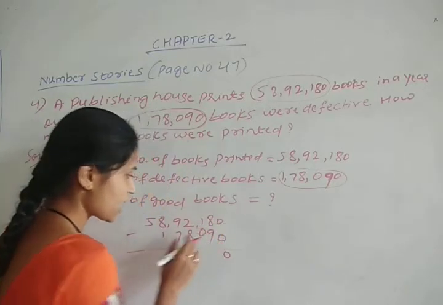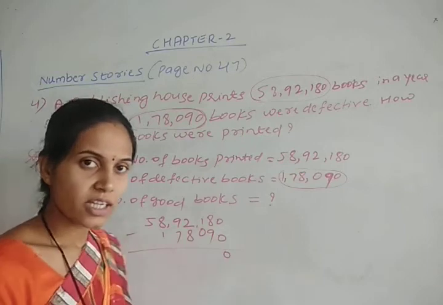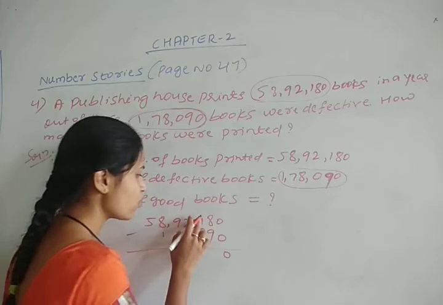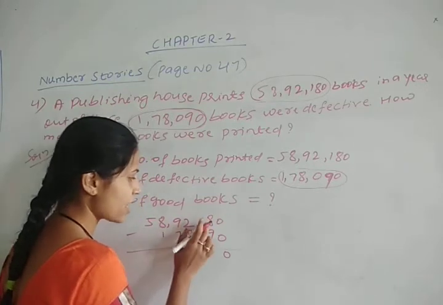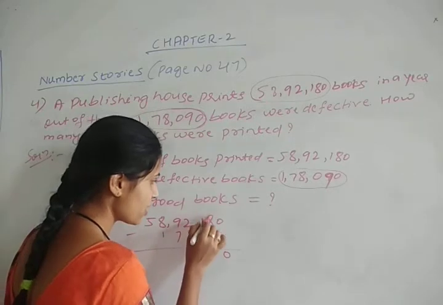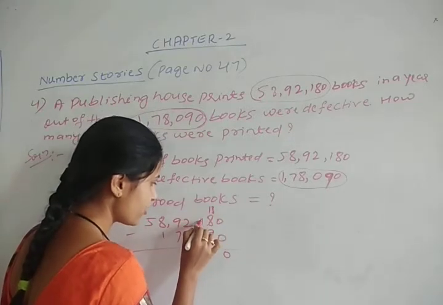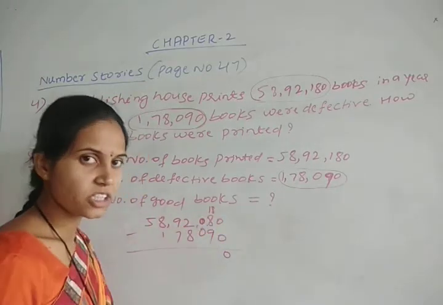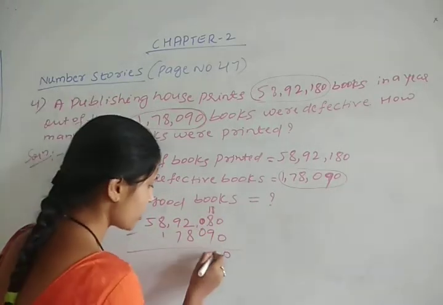Now 8 minus 9 is not possible because 8 is smaller than 9. So for that I will take one borrow from its neighbor. Its neighbor is 1. So after taking one borrow, this 8 becomes 18 and here we are left with 0. Now 18 minus 9 is how much? 18 minus 9 becomes 9 only.